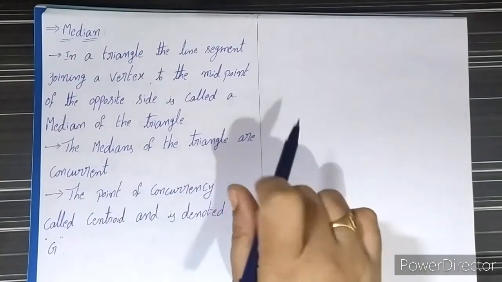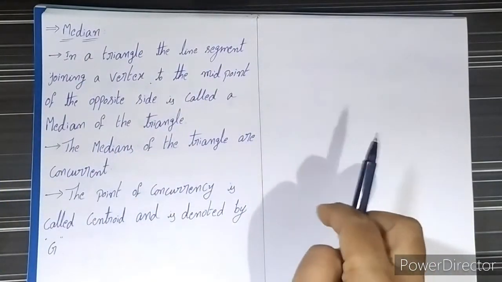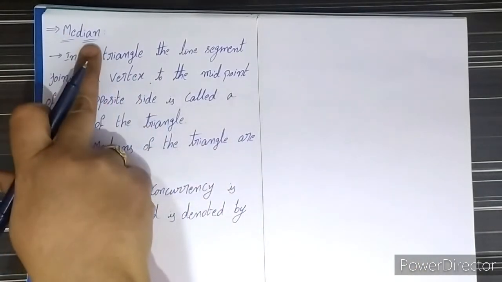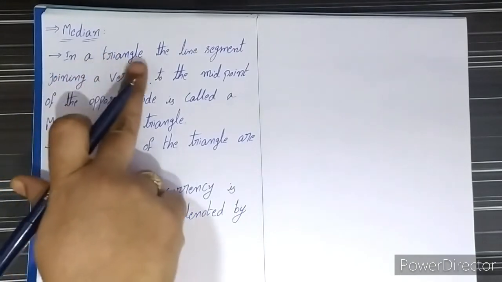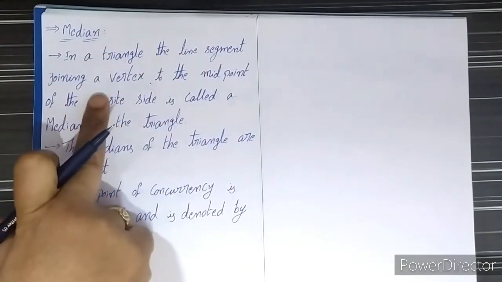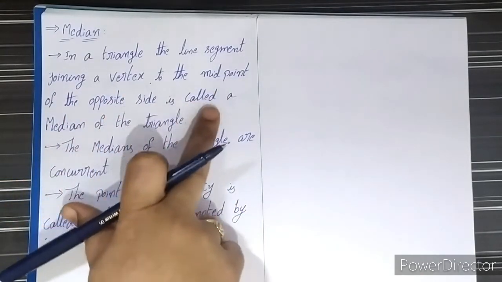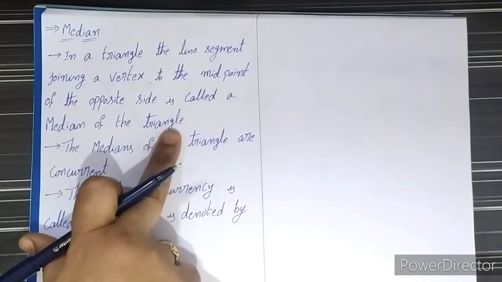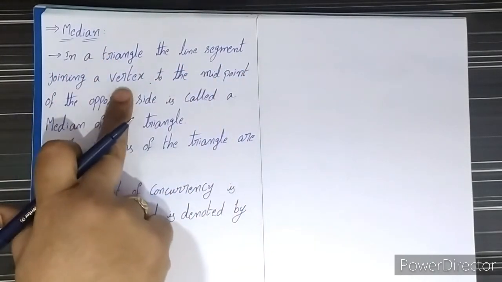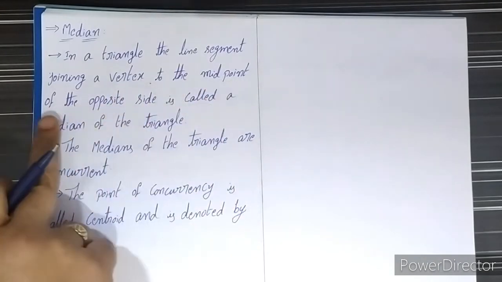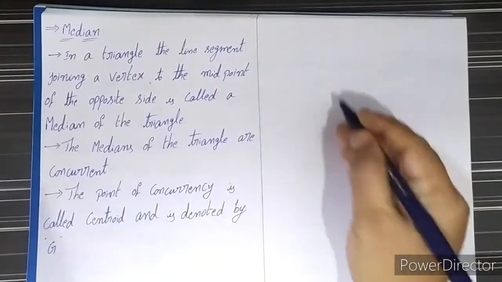In this video, we have to discuss some definitions about triangles. First, we discuss the median. Median means, the definition is, in a triangle, the line segment joining a vertex to the midpoint of the opposite side is called a median of the triangle.